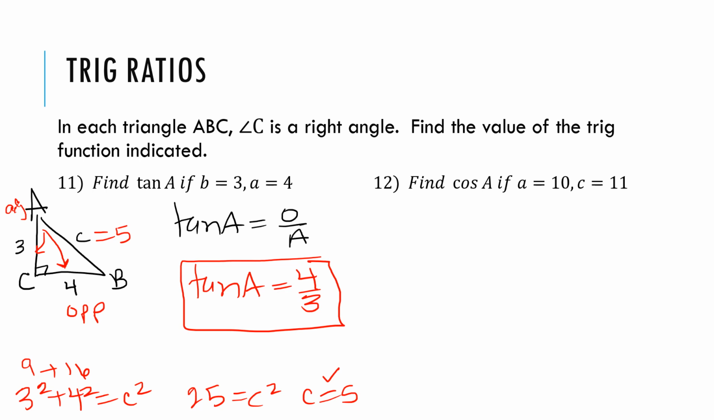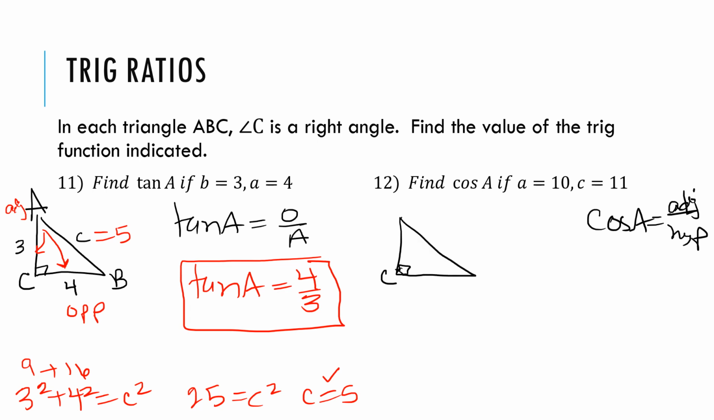All right, number 12, let's find cosine of angle A. That's one of our originals. Cosine is always going to be the adjacent over the hypotenuse. Adjacent over hypotenuse. All right, draw our picture.